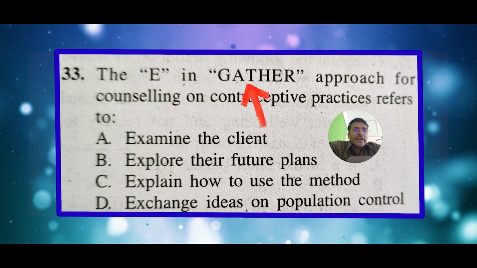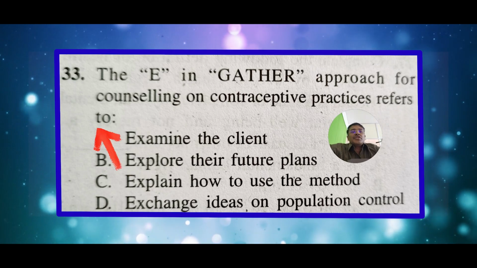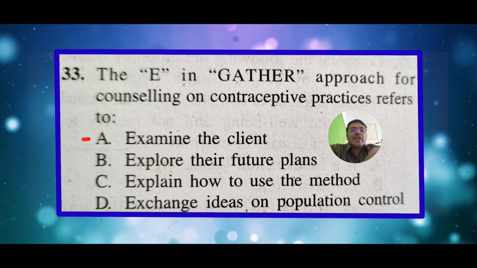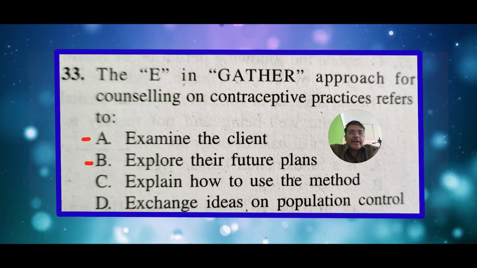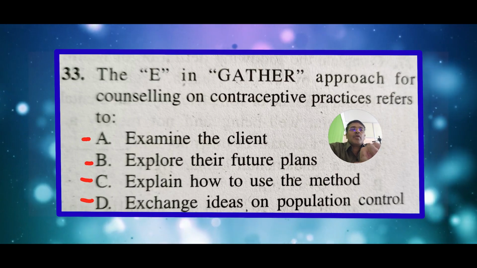The E in GATHER approach for counseling on contraceptive practices refers to: option A, examine the client; option B, explore their future plans; option C, explain how to use the method; option D, exchange ideas on population control.